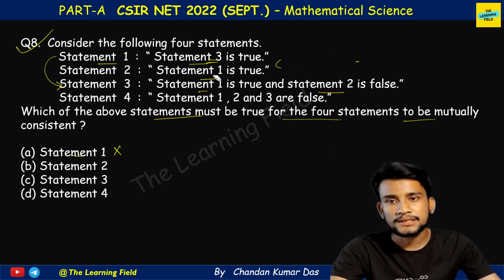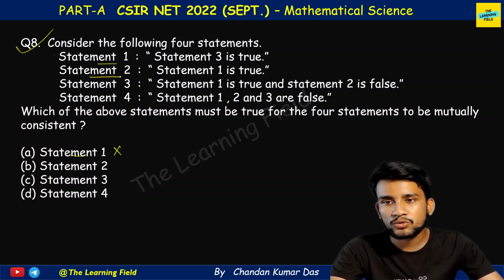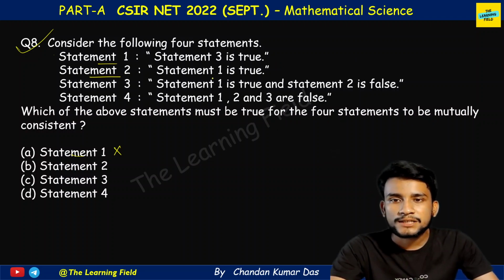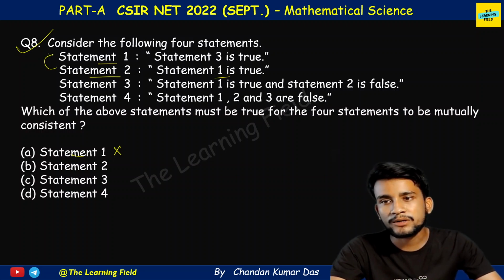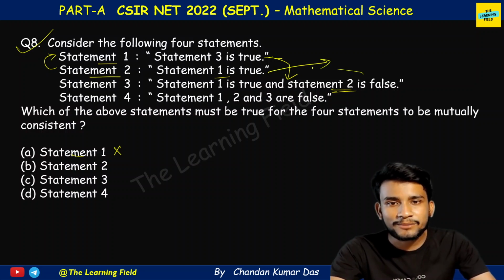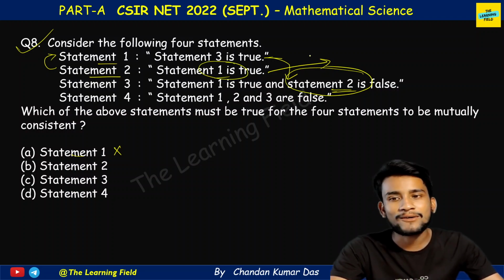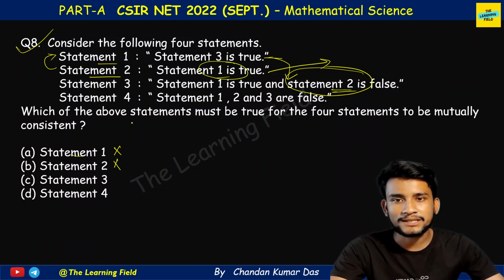Now if we assume statement 2 is true, what happens? Statement 1 is true. Statement 2 says that statement 1 is true, that means this statement 1 is true. Statement 1 says that statement 3 is true. Statement 3 is true means statement 1 is true and statement 2 is false. So this contradicts the fact that statement 2 is false, and we assumed statement 1 is true. Therefore this contradicts our fact, therefore this is not correct.